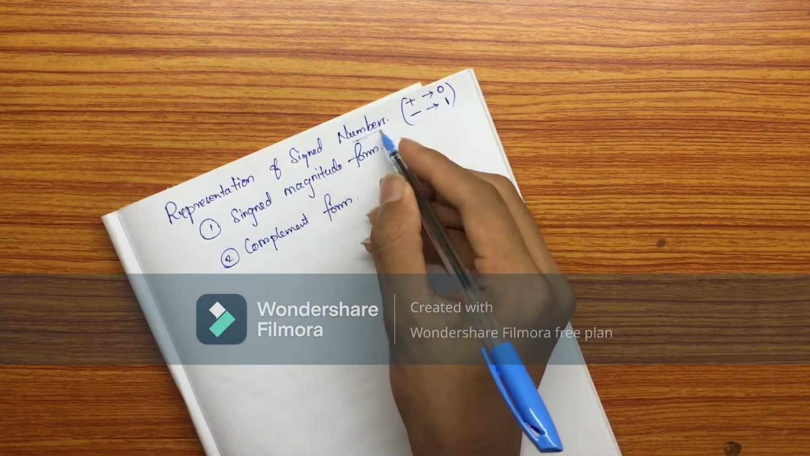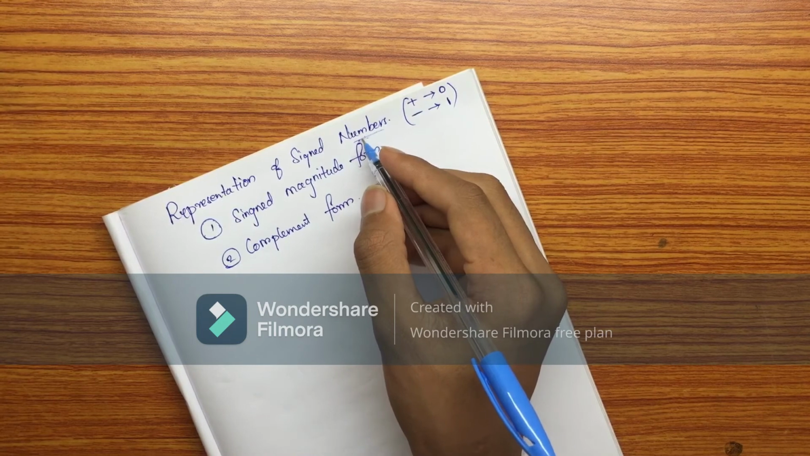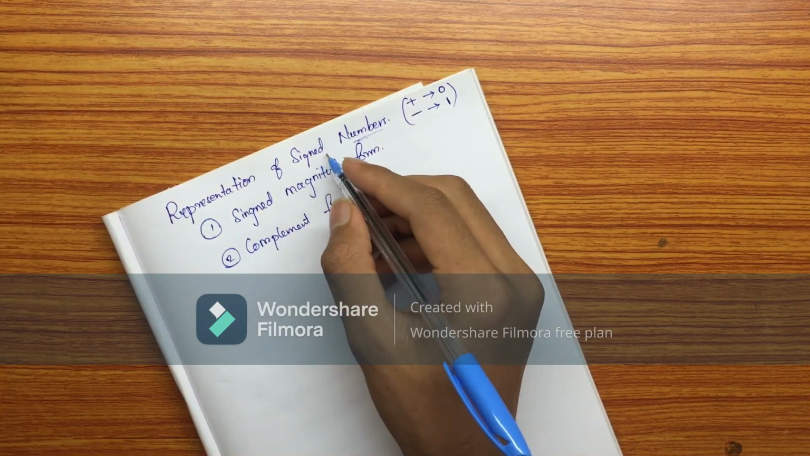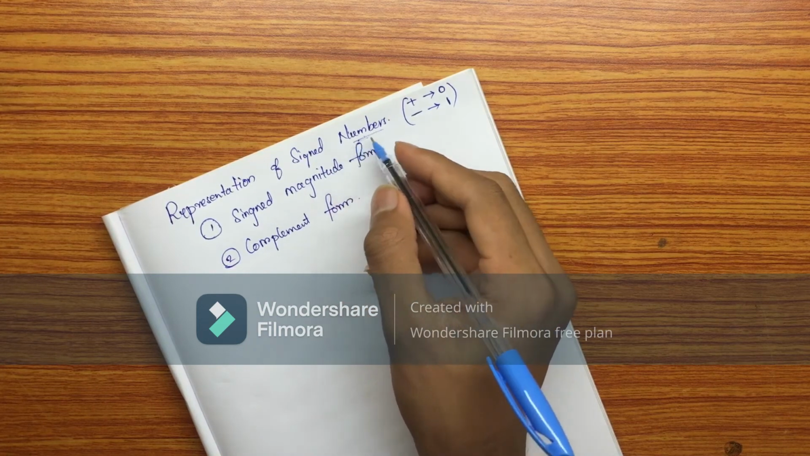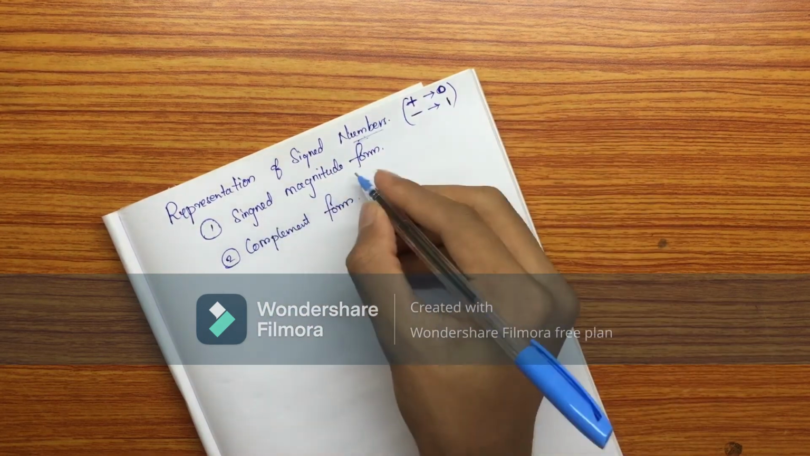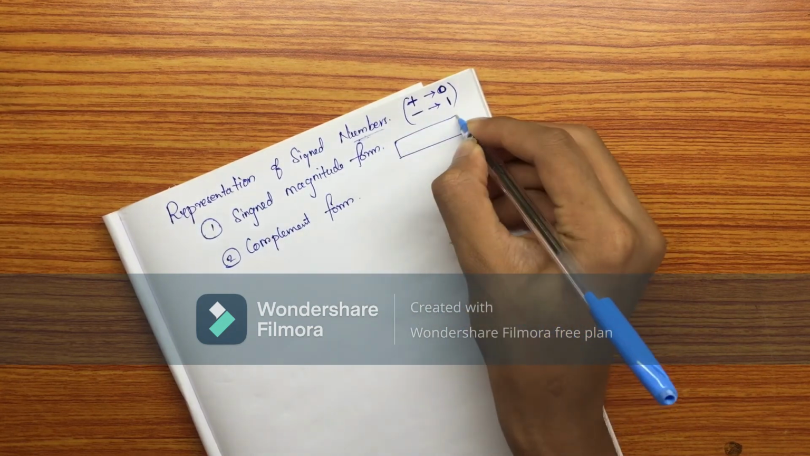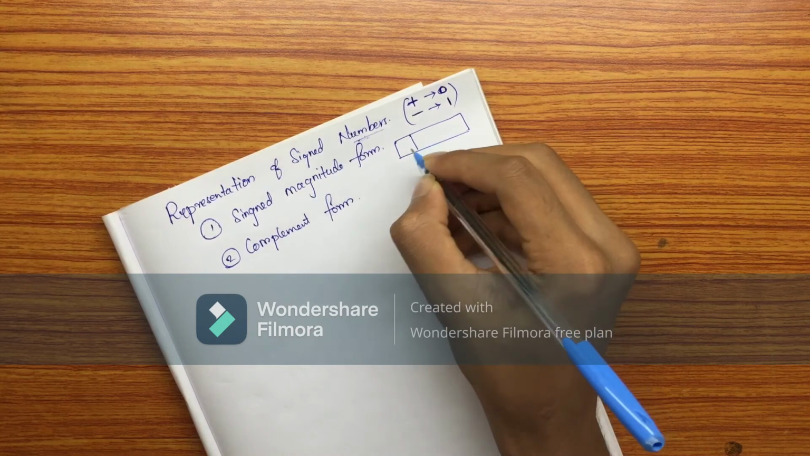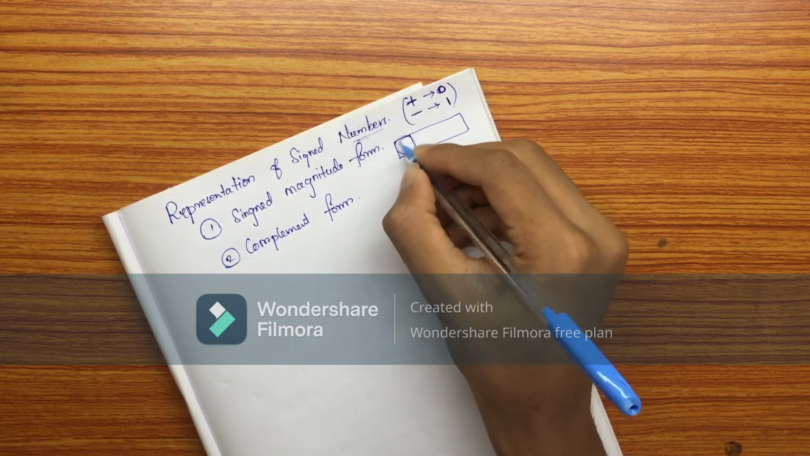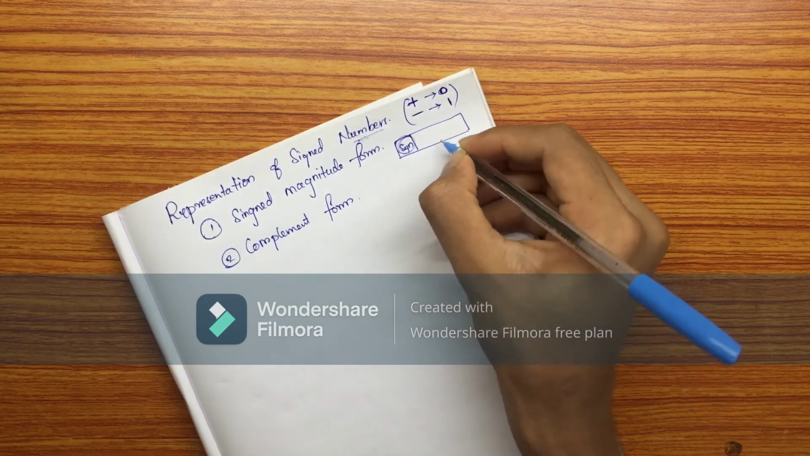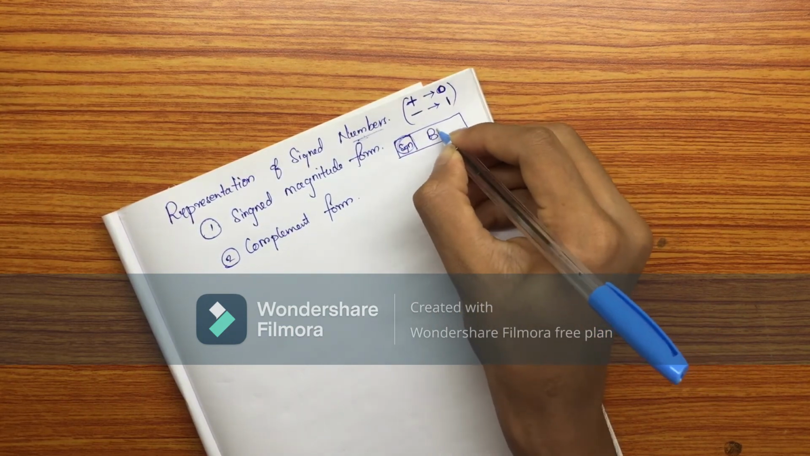Representation of signed numbers. Till now we have represented only positive numbers. Now we are going to represent the signed numbers, meaning negative numbers also, where plus is denoted by 0 and minus is denoted by 1. Then signed magnitude form will be in this form. See here, in signed magnitude form, the sign will be here, and here the general binary number.